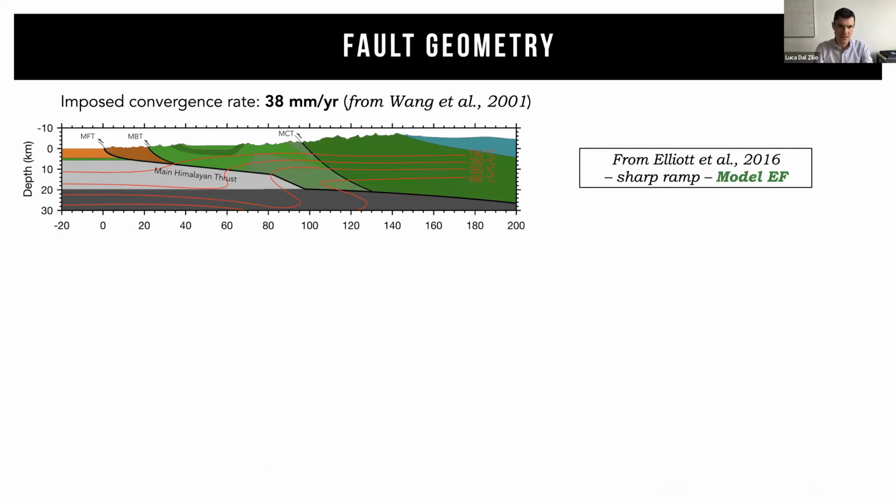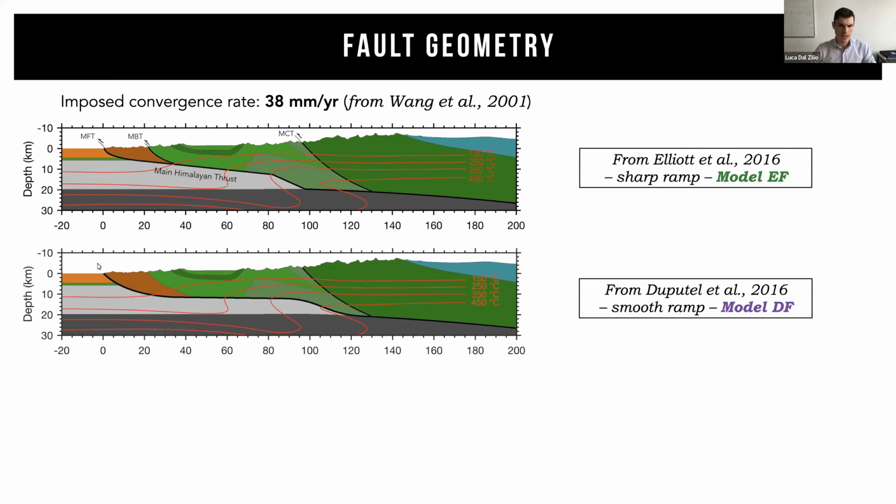Another important constraint on this type of simulation is to use the rheology, geometry, and temperature distribution consistent with the information that we have from the Himalaya. Here you can see a model that tends to represent the conditions from the study of Elliott et al. in 2016, but we also create other models that seem to fit better with other publications. In this case, we have a smoother ramp distribution. The model looks kind of similar, but you can see that the ramp in the frontal part and the mid-crustal ramp are smoother.